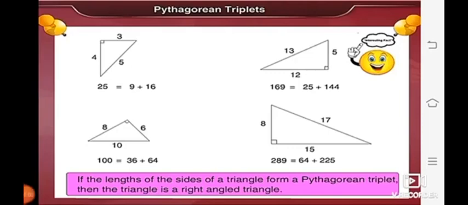If the lengths of the sides of a triangle form such a triplet, then, the first triangle has sides 3, 4, 5. Is it forming a triplet? Yes, 25 equals 25, so it is forming a Pythagorean triplet. If it is forming a Pythagorean triplet, then that particular triangle is a right angled triangle.